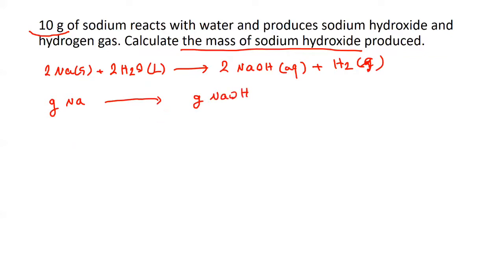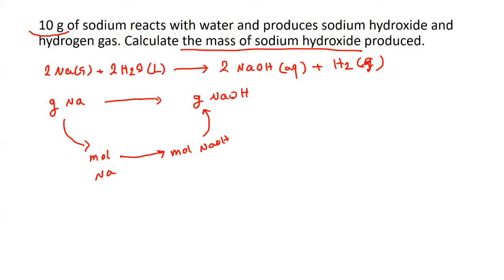Right now, there is no way to go directly from grams of sodium to grams of NaOH. The only thing that can link these two is the mole. But how can I do it? Firstly, I need to find the moles of sodium. Step 1. From moles of sodium, I can find moles of NaOH. And from moles of NaOH, I can find grams of NaOH. So I can't go directly, I need to go all this way. But let's see how we can do it.